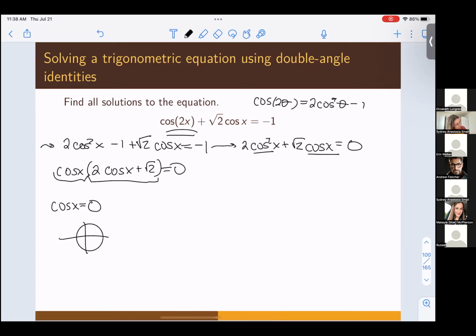Drawing our little unit circle here because it's always helpful no matter how many of these you do. The x coordinate is 0 here and here. That is at the angle pi over 2 and 3 pi over 2. Now, because we want all solutions, we need to write this with the 2 pi k's at the end.